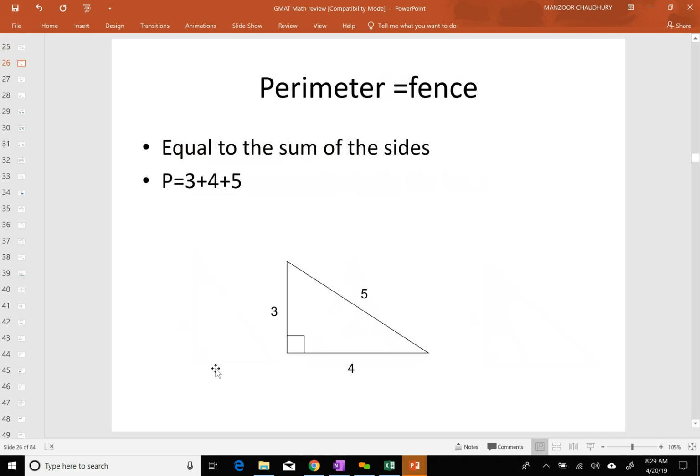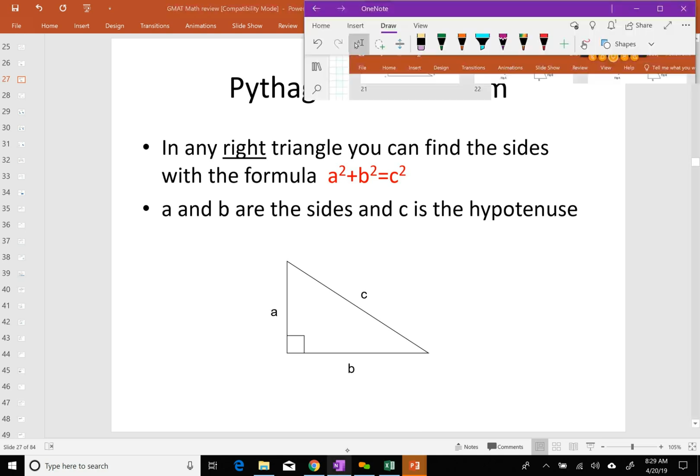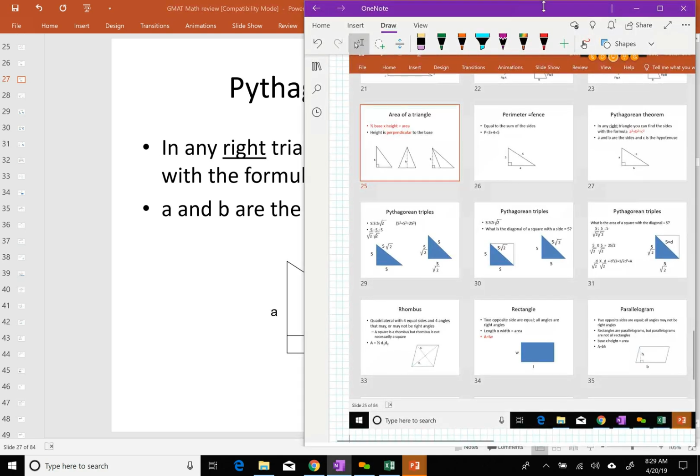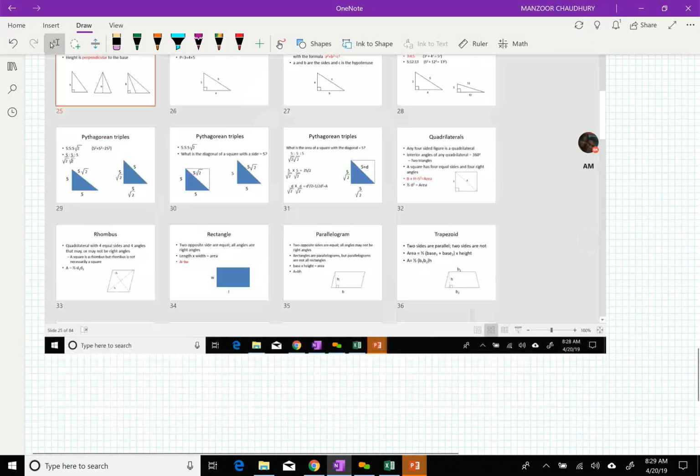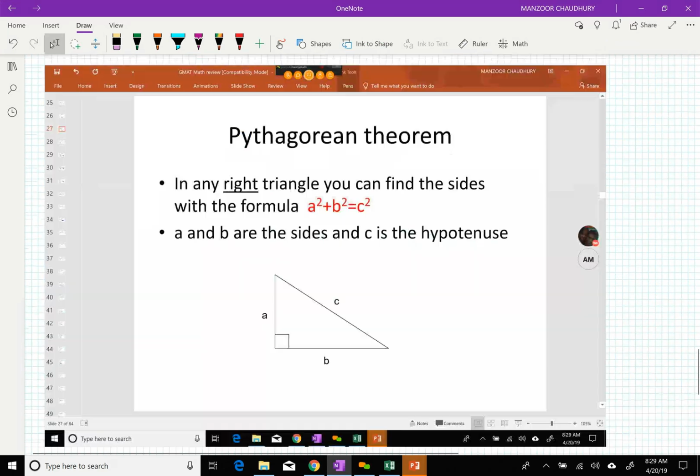Perimeter is the fence. You just basically add up all three sides. Pythagorean Theorem, you know this, right? A square plus b square equals c square. Yes, but I don't know why. Maybe we can do an example later, but I feel like I sometimes mess it up. I don't know why. So we'll definitely work on Pythagorean Theorem quite a lot.